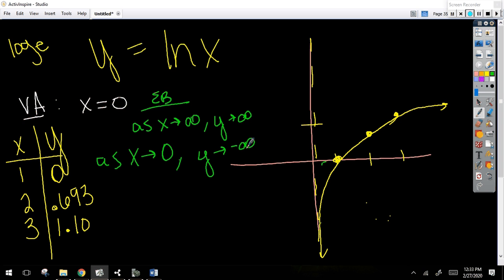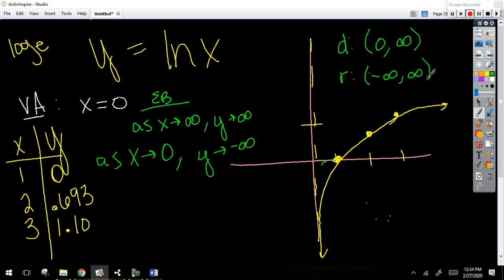How about the domain? Close. You were closer the first time. What's the smallest x can be? Or what bounds x left to right? 0 to infinity. You said infinity to 0. You're really close. How about the range? Negative infinity to infinity.